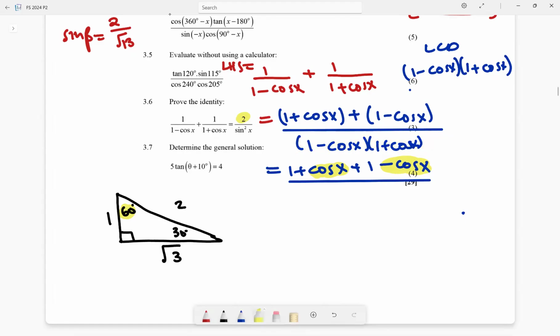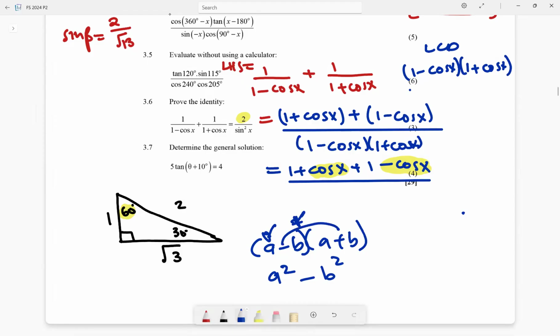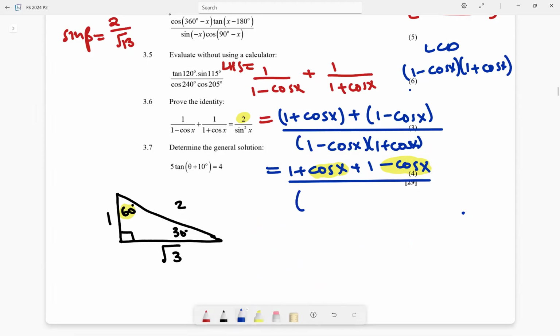Let me try to multiply out. Can you see this here? This is a difference of 2 squares. What do I mean by that? You remember, if I have a minus b into a plus b, this will be the same as a squared minus b squared. Difference of 2 squares. You square the first one, then you square the last term. Then remember the sign, negative by positive, is negative. So I mean that I square the first term, it will be 1, minus I square the second term, cos squared x. Yes, it is equal to 2.